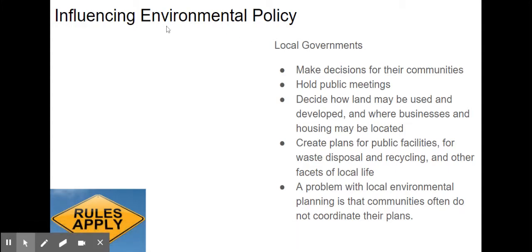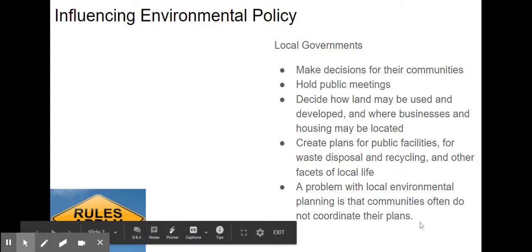Influencing environmental policy. Local governments make decisions for their communities. They hold public meetings. They decide how land may be used and developed and where businesses and housing may be located. Have you ever noticed that most of the time houses are not right near grocery stores? Because the land is developed for different things, for businesses, for industrial areas, for housing complexes. They create plans for public facilities, for waste disposal and recycling, and other facets of local life.